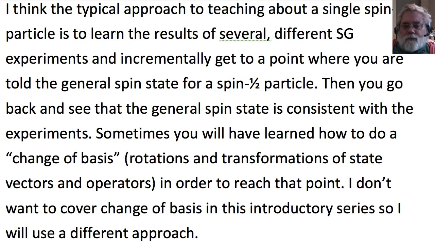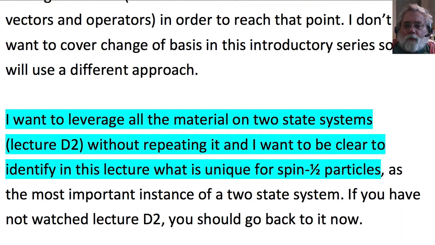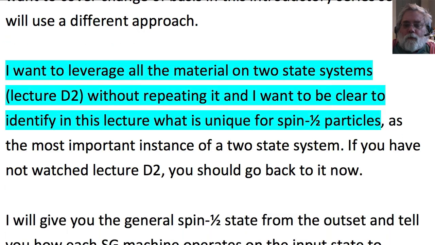I don't want to cover change of basis in this introductory series, so I'm going to use a different approach. I want to leverage all the material on two-state systems, lecture D2, without repeating the material, and I want to be clear to identify in this lecture what is unique for spin 1/2 particles, being the most important instance of a two-state system. If you have not watched lecture D2, you should go back and do it now because we will leverage all of those results here.